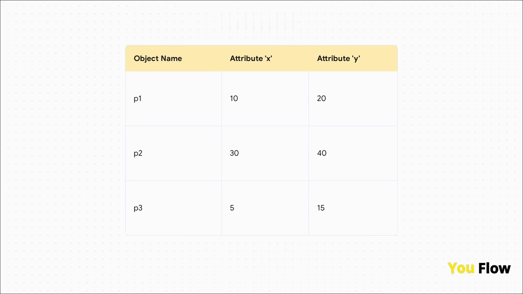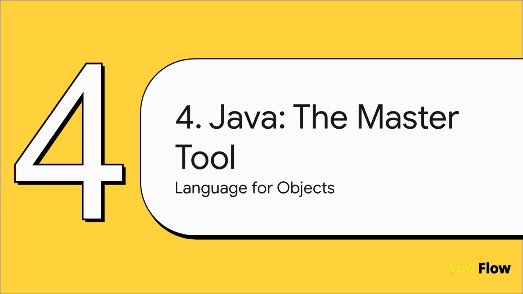And this table right here shows you the real power of OOP. From that one single Point class, that one blueprint, we can create as many unique point objects as we want. Look, p1, p2, and p3 are all points, but they're completely independent. Each one has its own state, its own coordinates. It's just incredibly efficient. Okay, that brings us to Section 4, Java, the master tool.